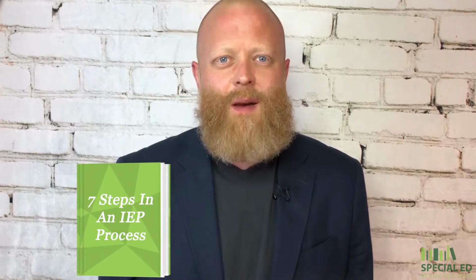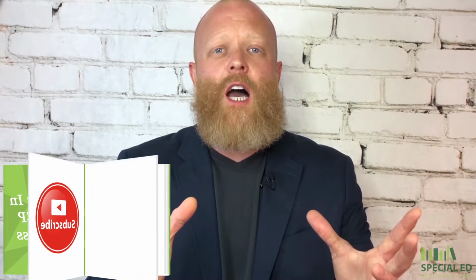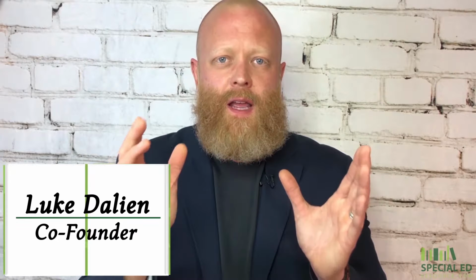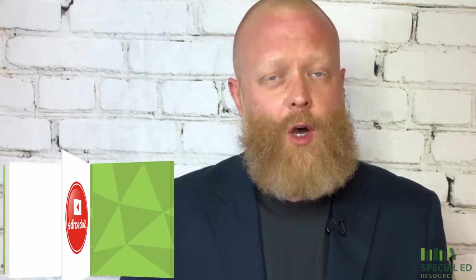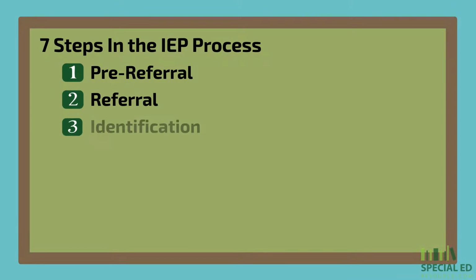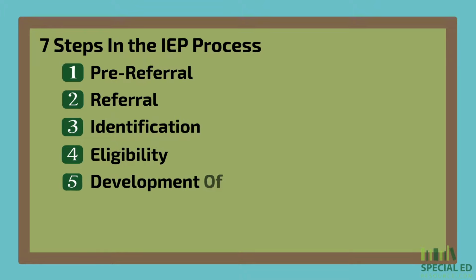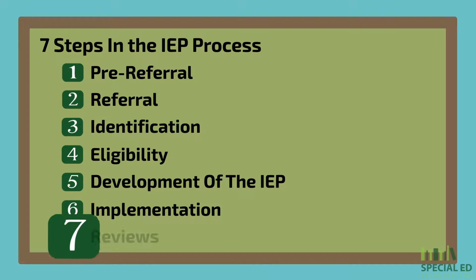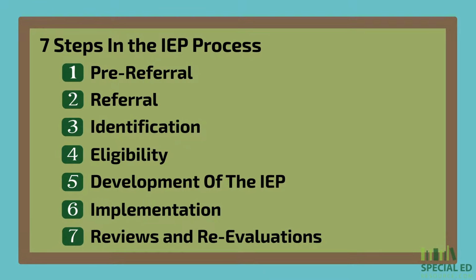Hey there, I'm Luke. Today we're going to talk about the 7 different steps in the IEP process and help define each one. Those steps of the IEP process are: number 1, pre-referral; number 2, referral; 3, identification; 4, eligibility; 5, development of the IEP; 6, implementation; and 7, reviews and reevaluations.